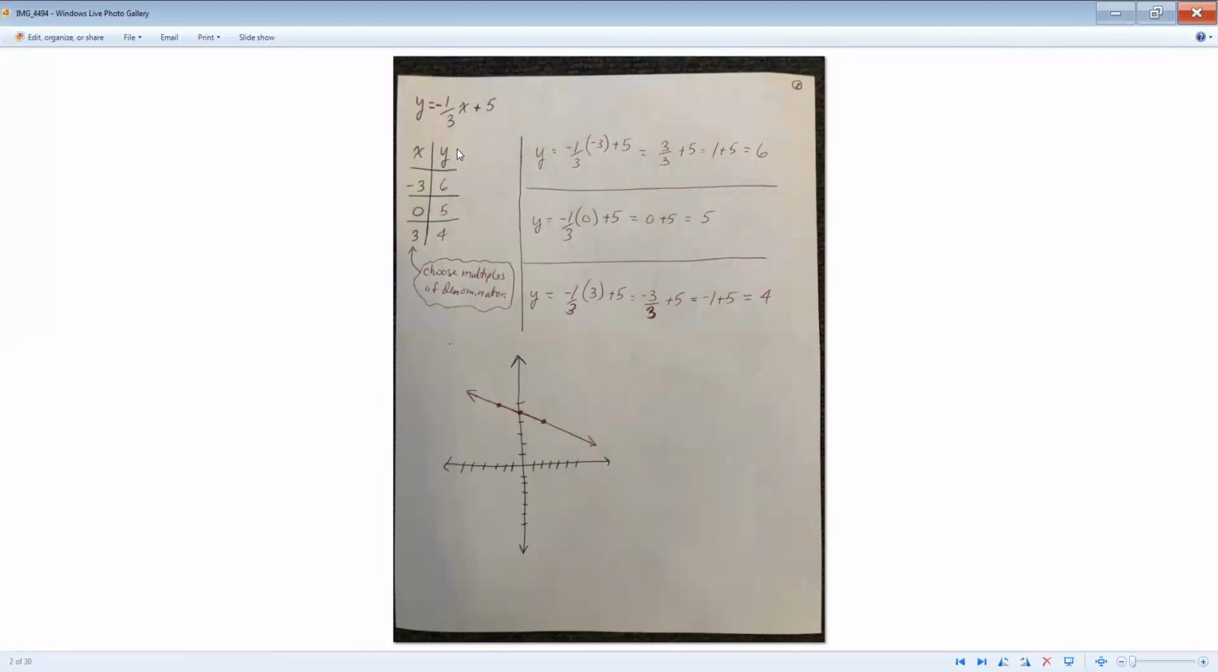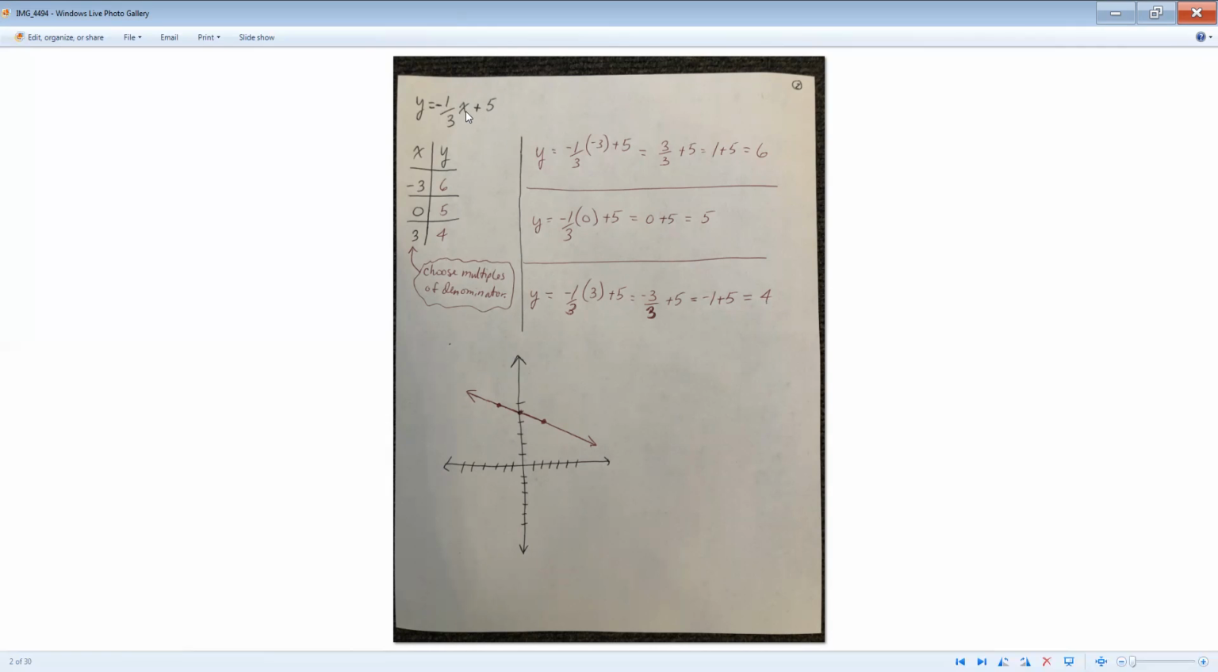All right, let's do another one. We have y equals -1/3 x plus 5. You can choose any values that you want, but whenever you have a fraction, it's always best to choose multiples of the denominator. In other words, something that the denominator can divide into evenly. Our denominator is 3 here, so I chose -3, 0, and 3. So you want to choose values that will eliminate the fact that you have a fraction.